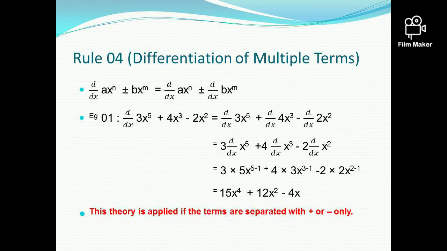Then the answer turns into 3 times 5 x to the power 5 minus 1, plus 4 into 3 times x to the power 3 minus 1, minus 2 times 2 into x to the power 2 minus 1. And our final answer turns into 15x to the power 4 plus 12x to the power 2 minus 4x.